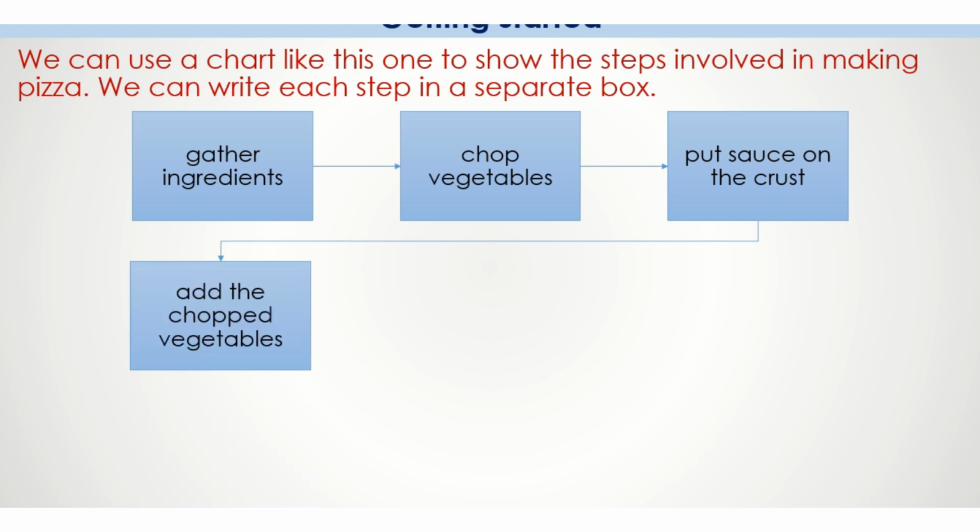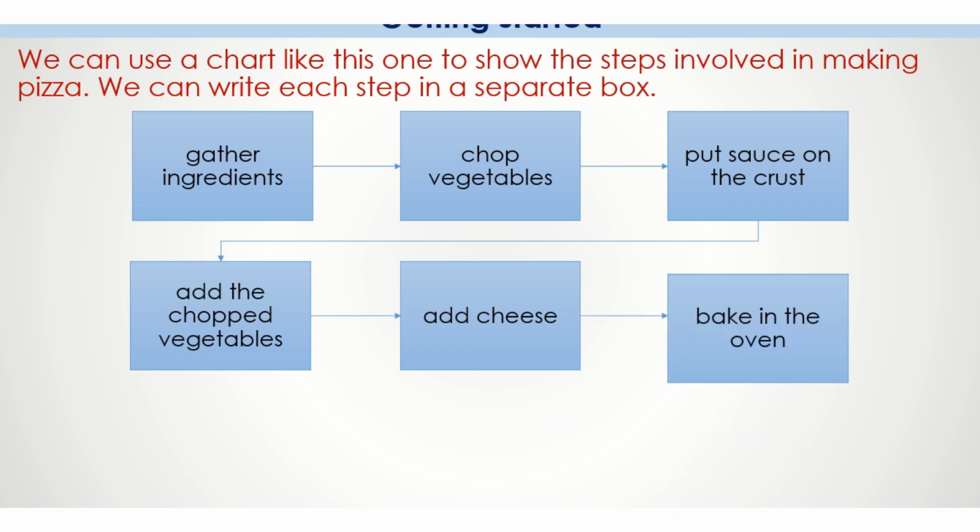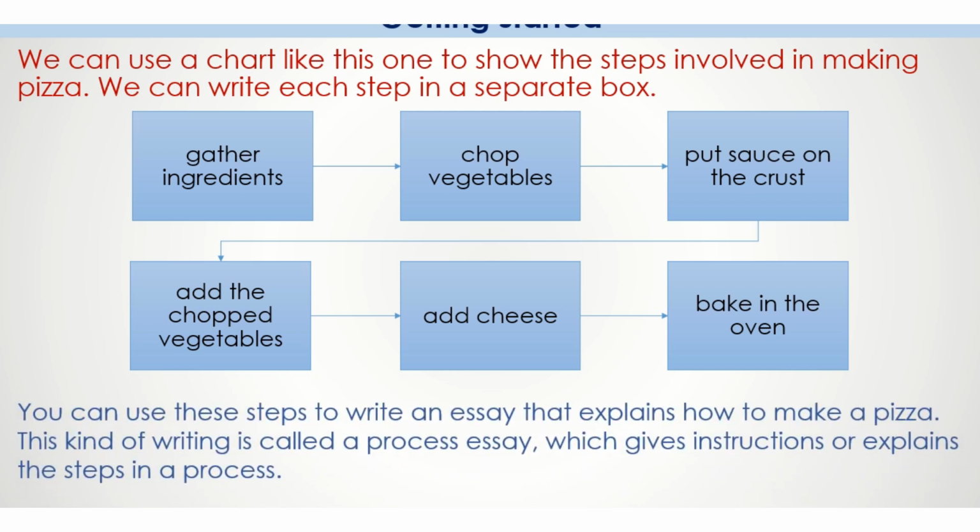Step number 4, add the chopped vegetables on the surface of the crust. After that, add the cheese and at the end, bake it in the oven. When it is ready, get it out of the oven and eat it. These are the steps. When these steps follow the same order, they are called a process of doing something.